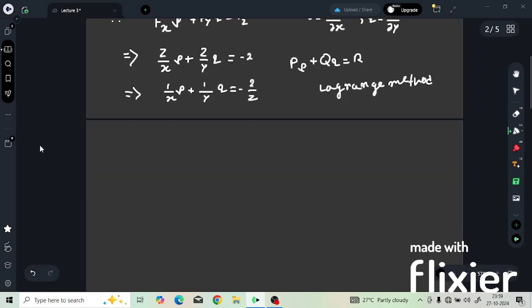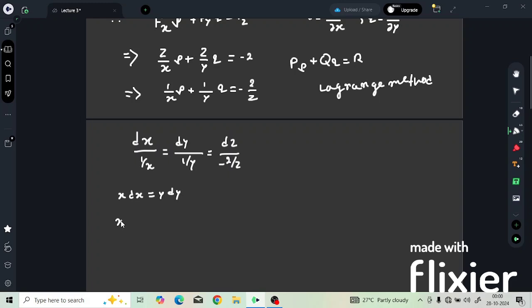So we can write from this dx divided by, what is the coefficient of small p? That is 1 by x. So 1 by x, dy, what is the coefficient of q? 1 by y, is equal to dz. What is the capital R here? From this equation, if we compare these two, that is minus 2 by z. Now you can solve this by taking any two of these three. I am taking the first two. From taking the first, I am getting x dx equals to y dy. If we integrate it, we will get x square minus y square is equal to c1.